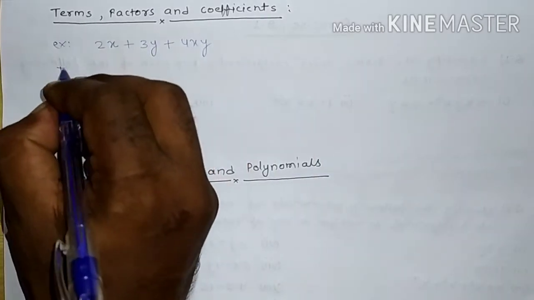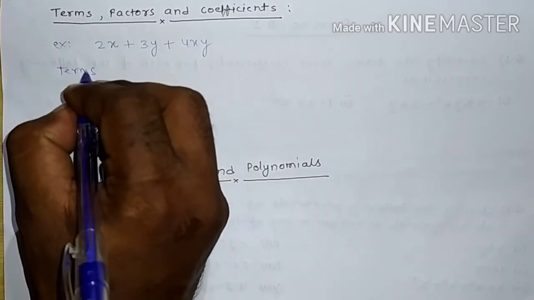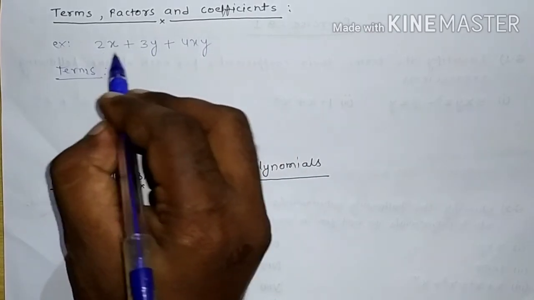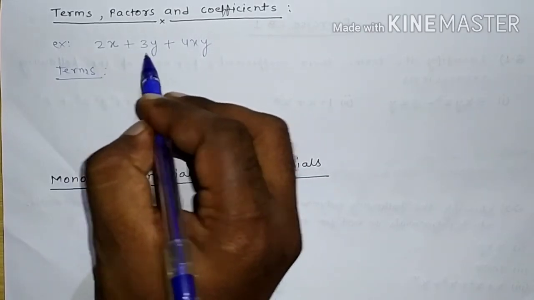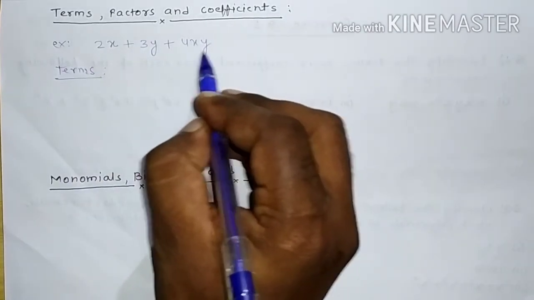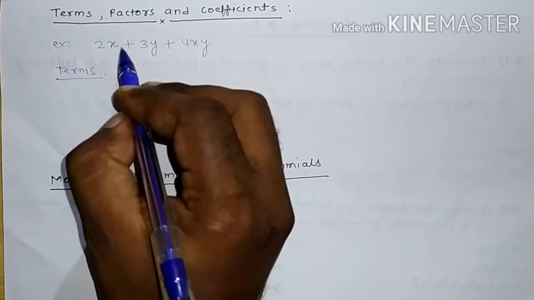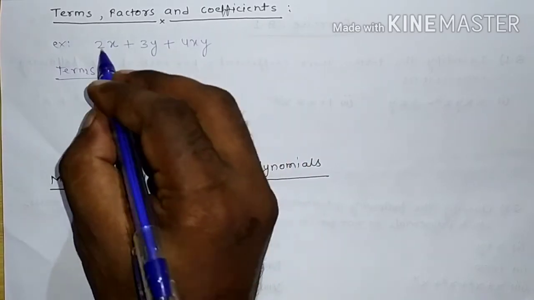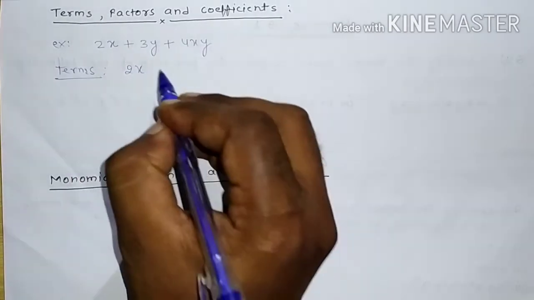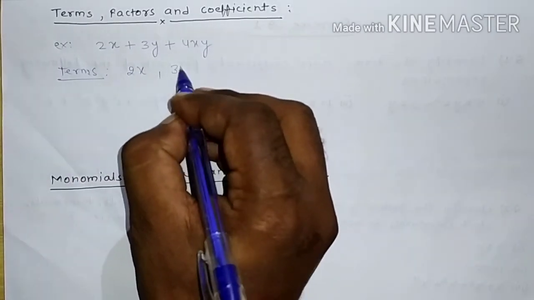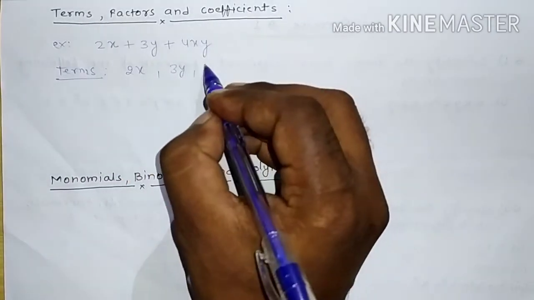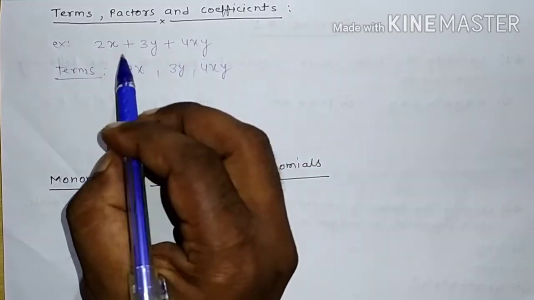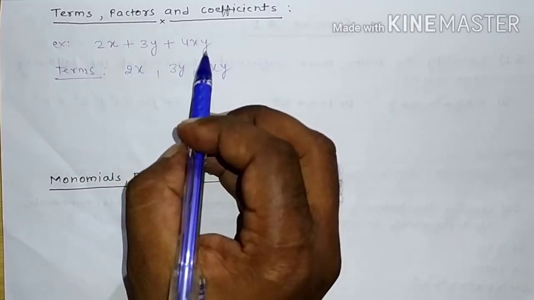Now what are the terms in this algebraic expression? So here 2x is the first term, 3y is the second term and 4xy is the third term. And addition signs are placed in between them. So the first term is 2x, the second term is 3y and the third term is 4xy. Now there are three terms in this algebraic expression.